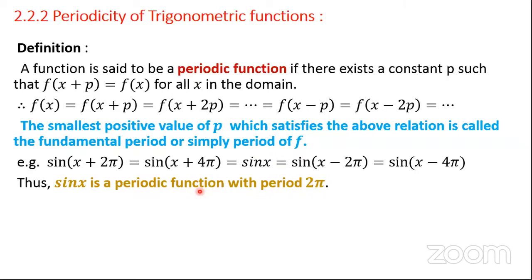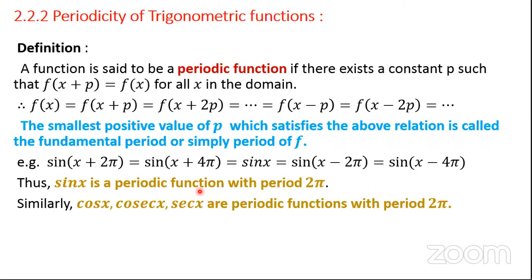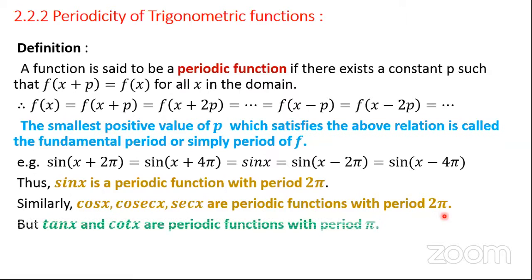Okay, okay. So sin x is a periodic function with period 2 pi. Similarly, if we see the graph carefully, we will observe cos x, cosec x, sec x are periodic functions with period 2 pi. And tan x and cot x are periodic functions with period pi. So the period for tan x and cot x is pi. So students, just see the graphs carefully for this periodicity of trigonometric functions.